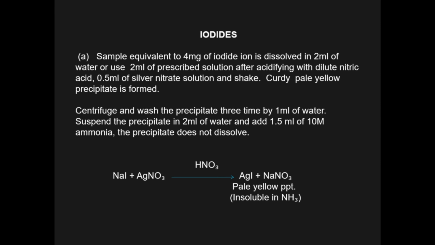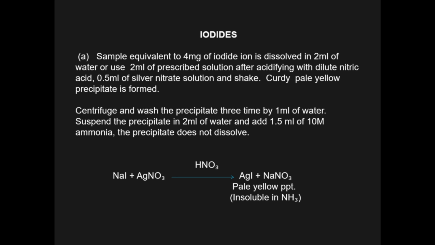Now another anion which we have to discuss here is iodide. The method for identification of iodides, first one: a sample equivalent to 4 mg of iodide ion is dissolved in 2 ml of water, or use 2 ml of prescribed solution. After acidifying with dilute nitric acid, add 0.5 ml of silver nitrate solution and shake.